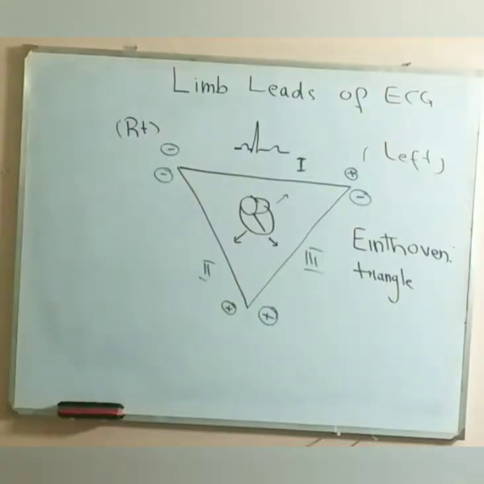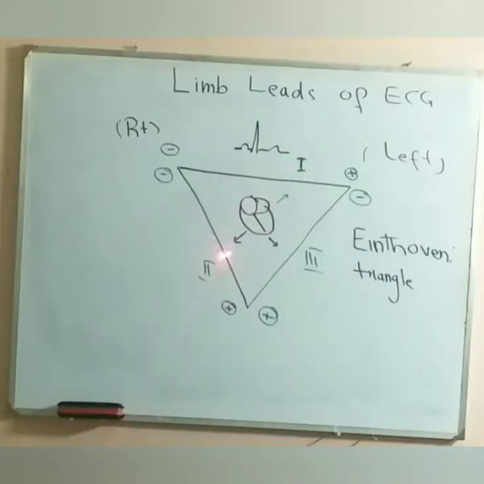What do we mean by a positive lead? We mean that there is a positive deflection higher than the negative deflection of S. So this is a positive lead. Why is it a positive lead? Because in this plane the wave of depolarization was going towards the limb lead 1.